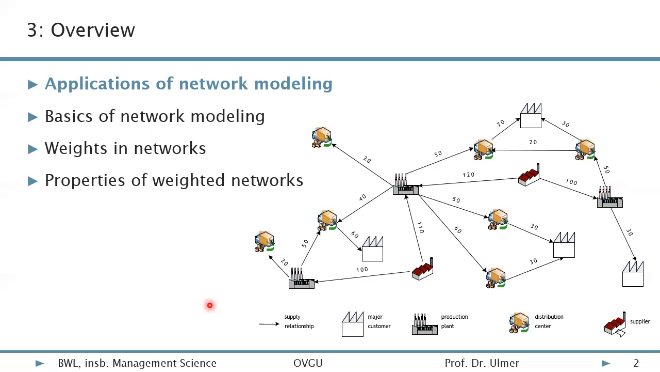So we will talk about areas where network models are applied, and then we define a lot. So what is a network? What can we measure in the network? How are the components called? How are specific networks called? Especially, we then look at weights in networks. What do they represent? A weight is something that's on one of these arcs or edges. They represent different information, and then some properties in these weighted networks.